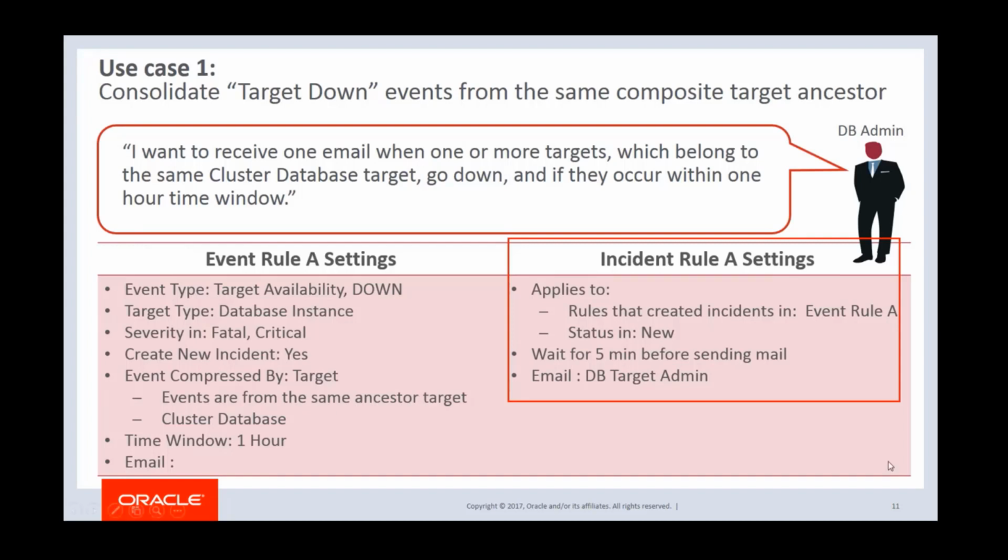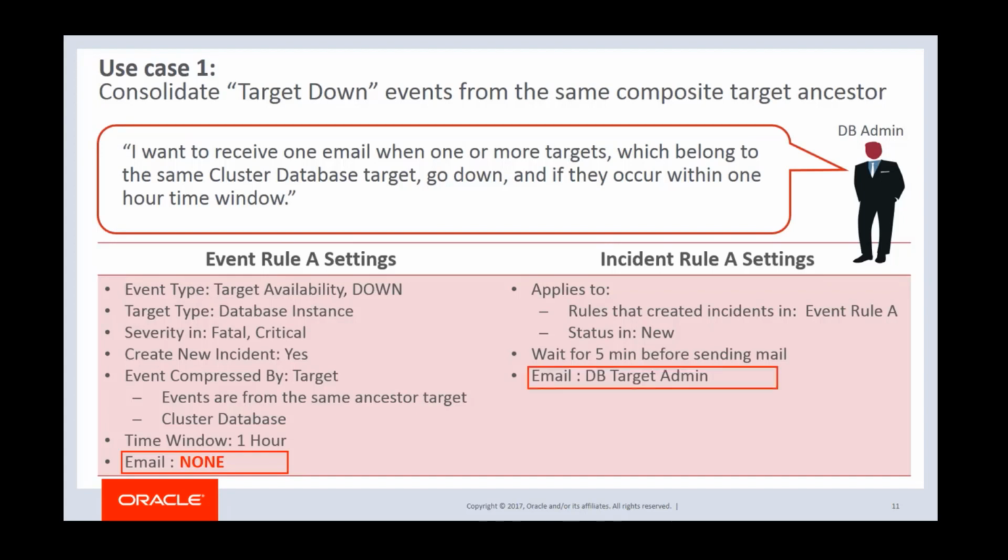And 2 points here in order to send out only one email alert. First of all, the event rule and incident rule have to be created separately and they have to come as a pair. And the second point is that no email notification should be set at the event level. This has to be blank, otherwise you get tons of emails. Emailing has to be done at the incident rule side so that you only get one email for this issue.